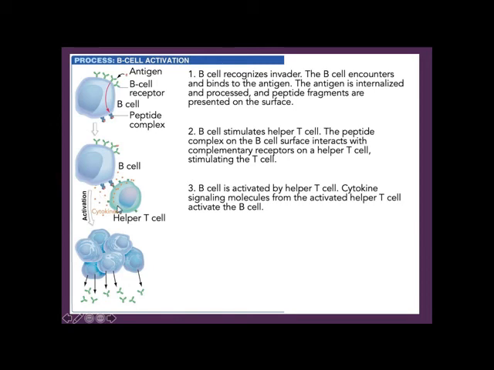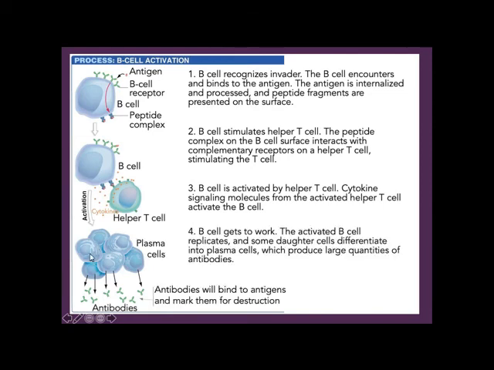The way that the T cell helps the B cell activate is through these cytokine signaling molecules. So the cytokines are sent from the T cell to the B cell. Now the B cell is activated. All right, so just to review, the B cell binds to the antigen and shows it to the T cell. The T cell gets the message and then activates the B cell. All right, now the B cell is activated.